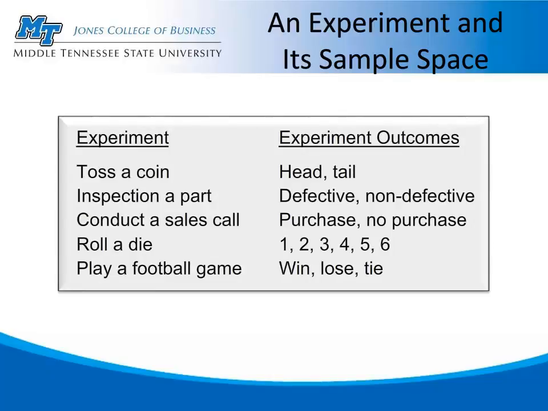Some examples of experiments are tossing a coin. If it's a fair coin, there are two possible outcomes, either heads or tails, each of which will be equally likely. If you're rolling a die, there's 6 possible outcomes. They're all going to be equally likely unless somebody's done something to make one side heavier than another side to make it different. But in conducting a sales call, you might get a purchase, you might not get a purchase. That's not really a 50-50 proposition. Usually it's much less likely that you're going to get a sale than it is that you're going to miss a sale. Inspecting a part could be defective, might not be defective. It has to do with the proportion of defectives is going to determine those kind of probabilities.